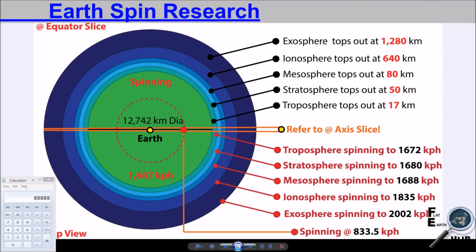I just want to go over some research I'm doing with the spin of the Earth. I got thinking I wanted to do up a diagram to show the different speeds that the atmosphere would be going. So what we're going to do is start off with this, the equator slice. Basically we're looking straight down, top view on the globe model, cut in half, so we sliced it right at the equator, and this is what we'd see looking straight down.